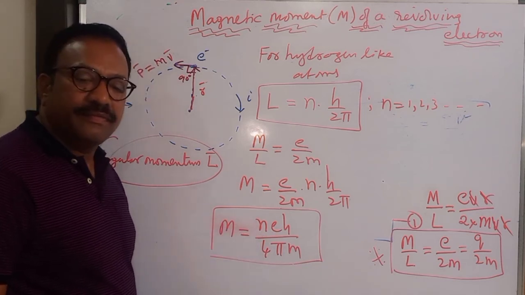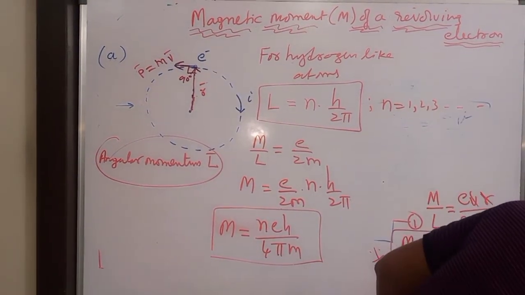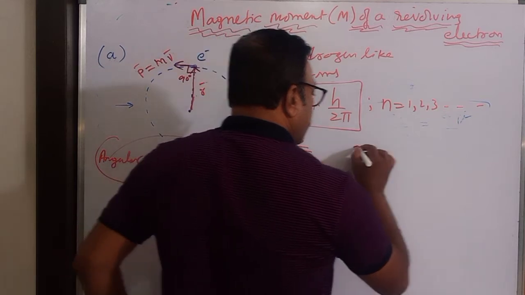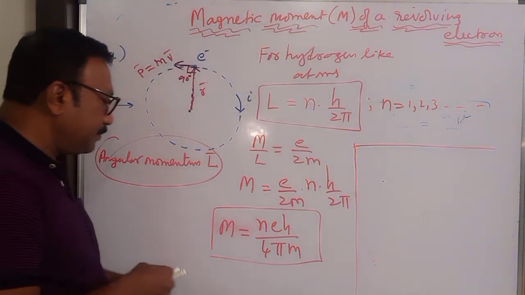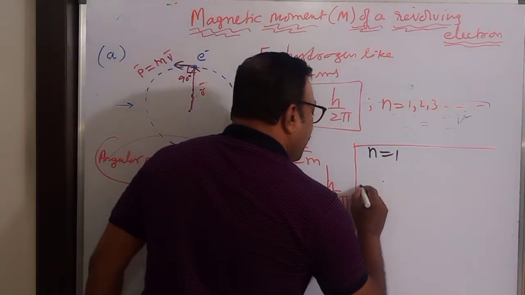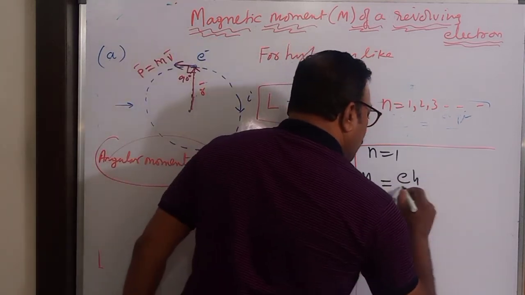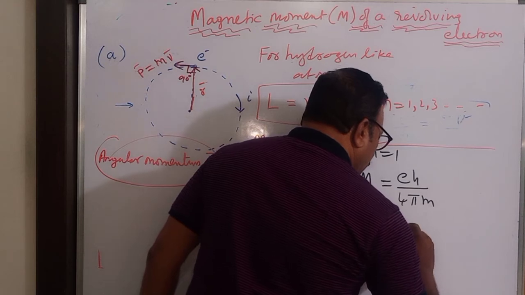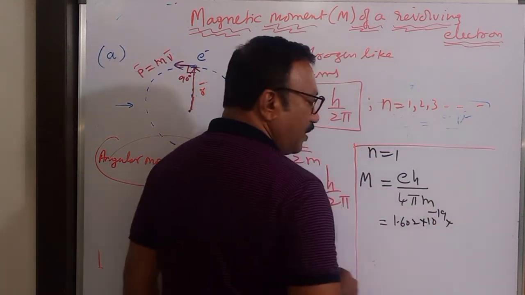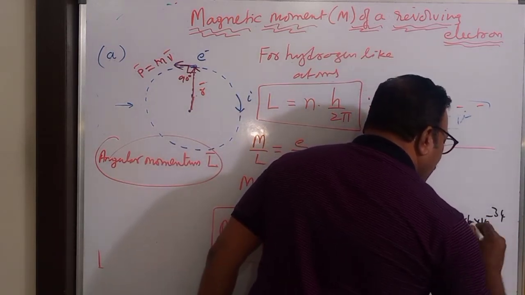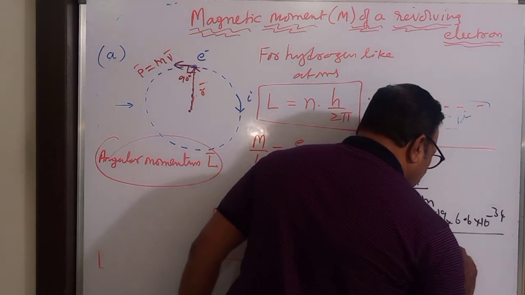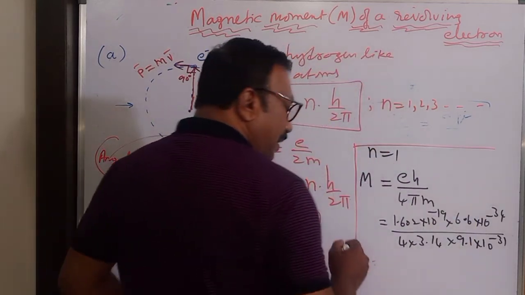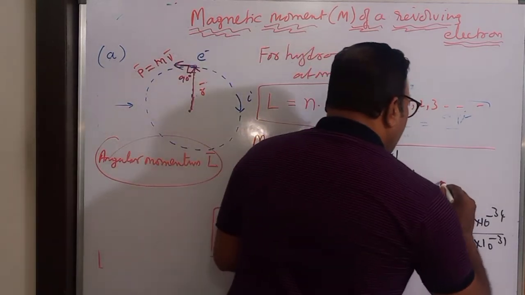This is a relation. Now if the electron is in the first orbit, n is equal to 1. Therefore the magnetic moment is given by E into h divided by 4 pi m. So substitute 1.602 into 10 to the power of minus 19 as the charge of the electron, 6.6 into 10 to the power of minus 34 as Planck's constant, 4 into 3.14 as pi value, and mass of the electron 9.1 into 10 to the power of minus 31 kg. The unit of this magnetic moment is ampere meter square.